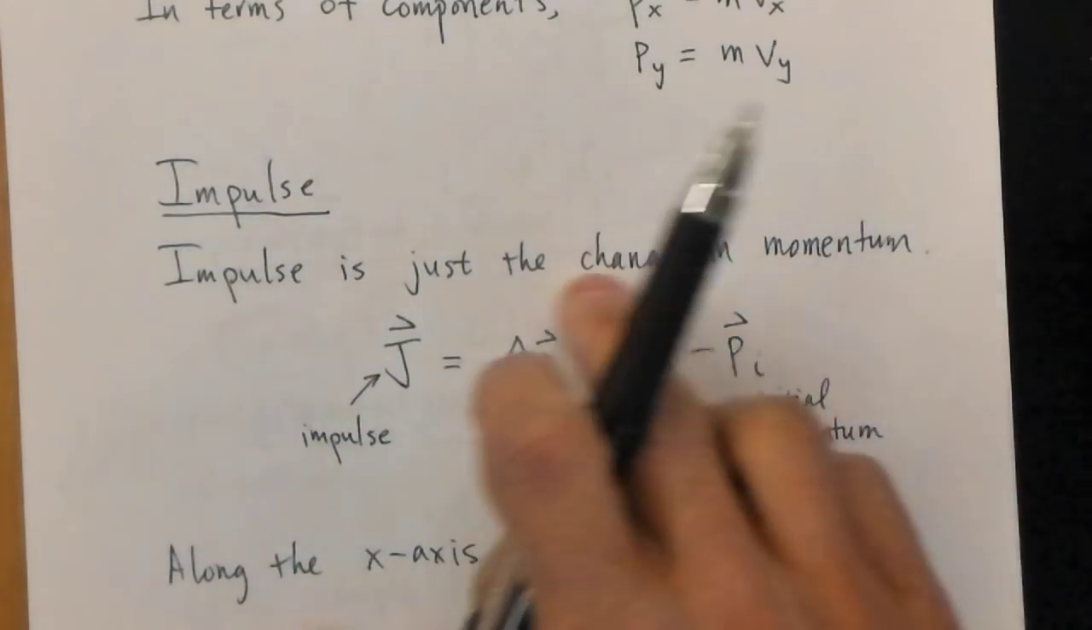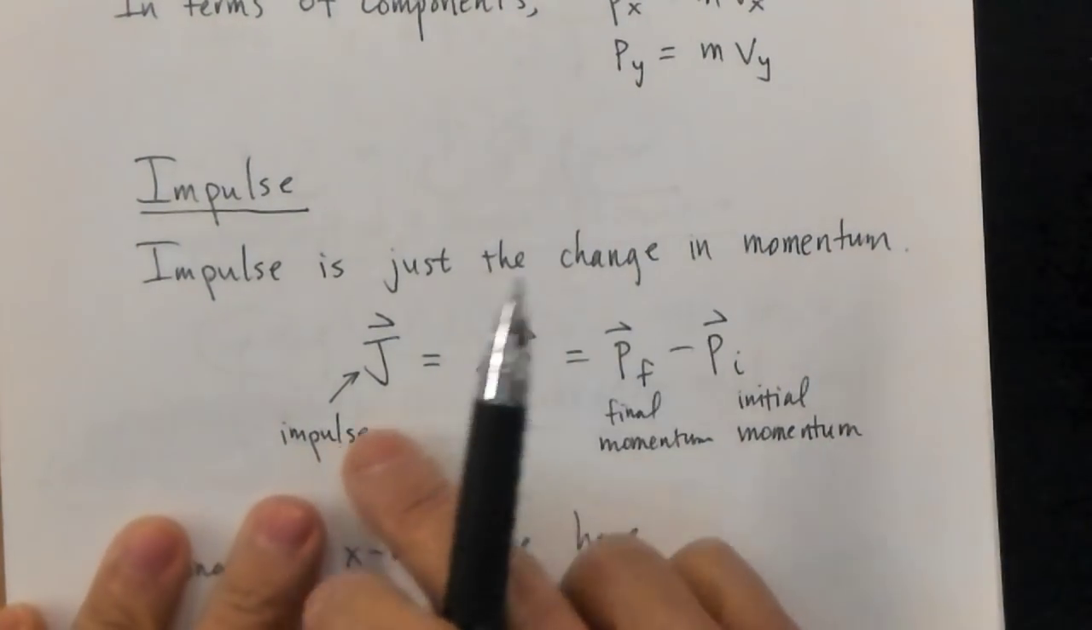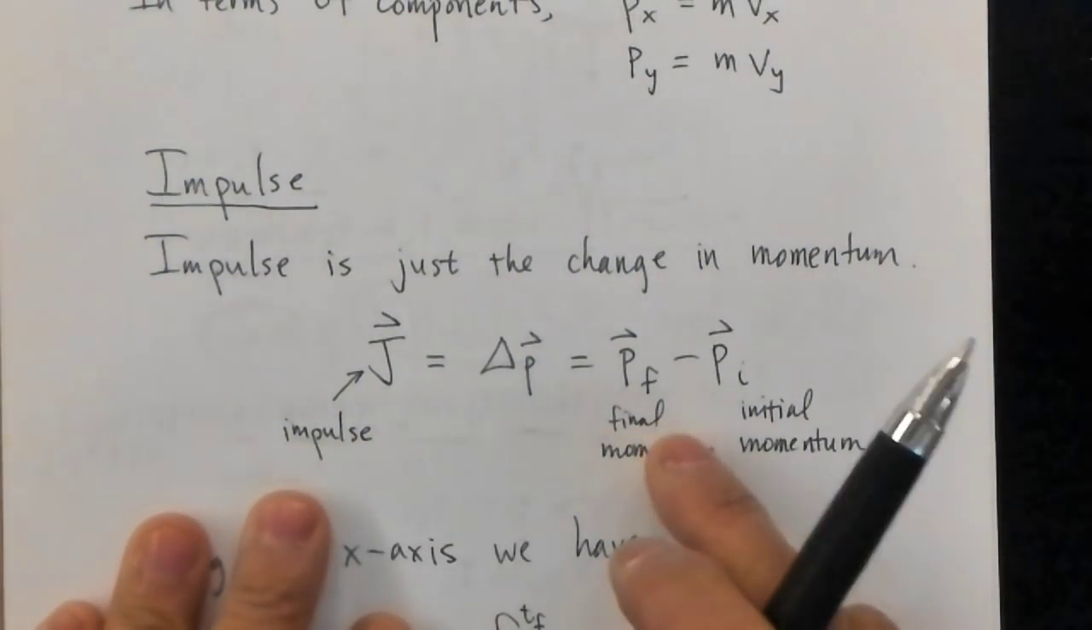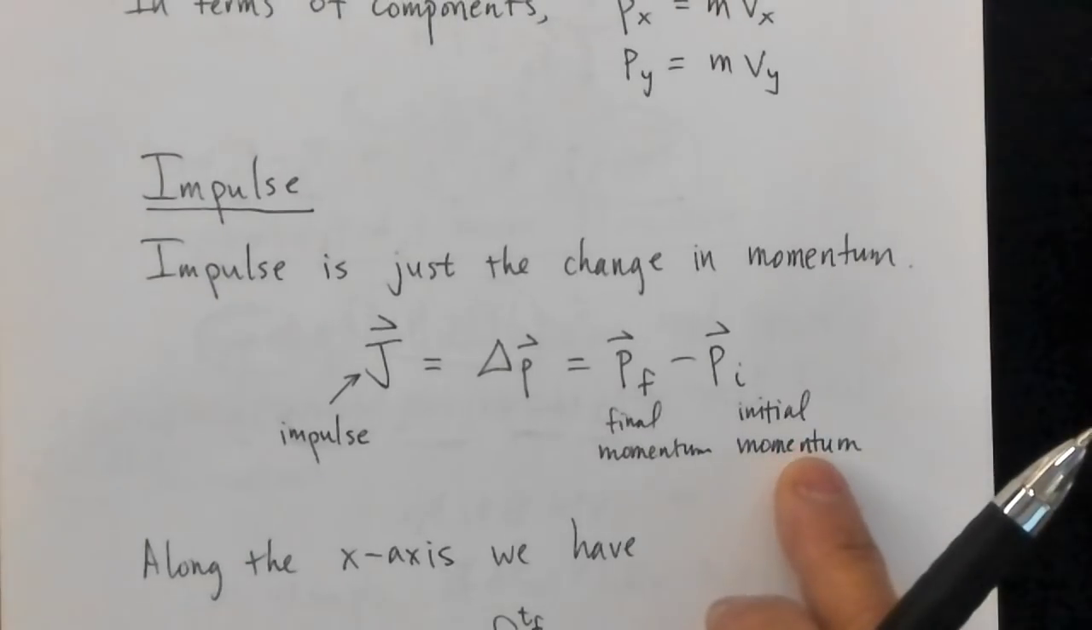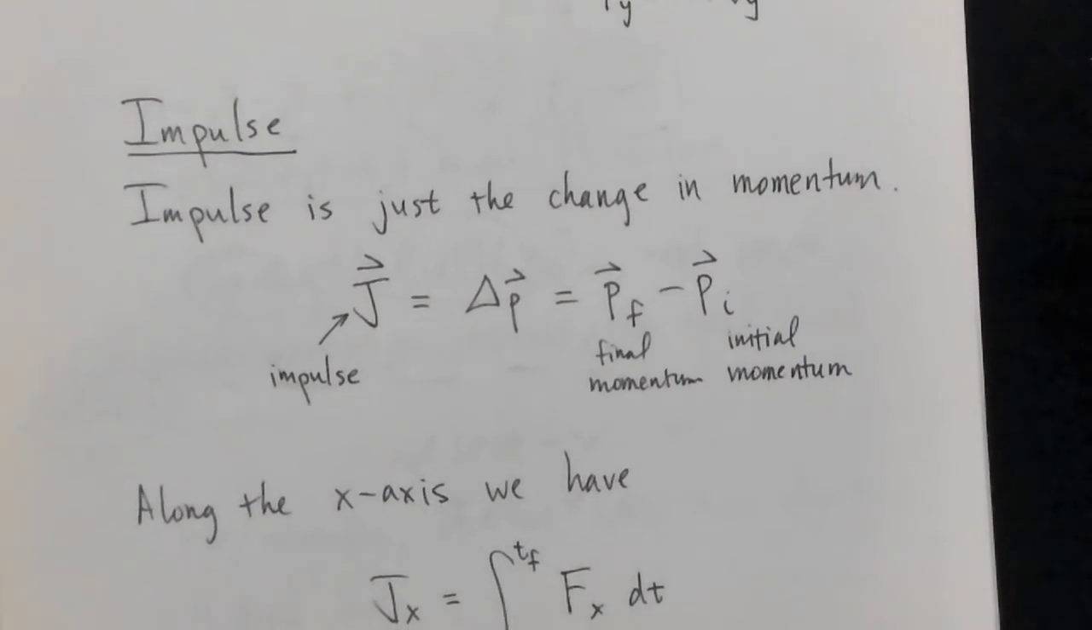The impulse is just the change in momentum. So we give it a fancy name, but it's just delta p. All right? Impulse, capital J. And that's the final momentum minus the initial momentum. If the initial momentum is 0, then it's obviously just the final momentum.